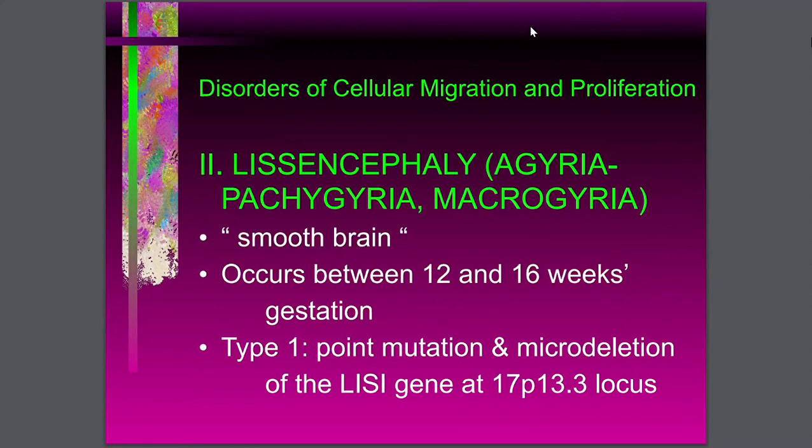So this occurs between 12 and 16 weeks gestation. So between 12 is the third to the fourth month of pregnancy, no? So there are two types of lissencephaly, the type 1 and the type 2. So the type 1 is due to point mutation and microdeletion of the LIS1 gene at the 17p13.3 locus. Next slide, please.